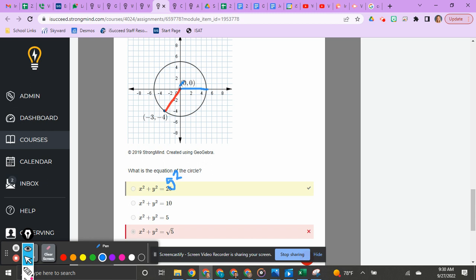If you get a problem where it's not on the center, you can also, like I said, make that right triangle like this, and then find the length of the radius by doing a squared plus b squared equals c squared, the Pythagorean theorem.